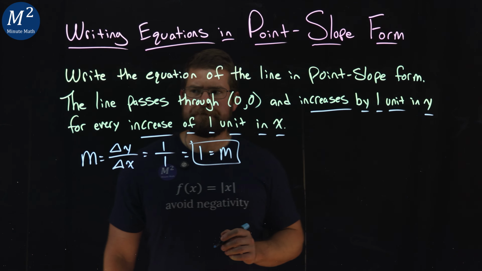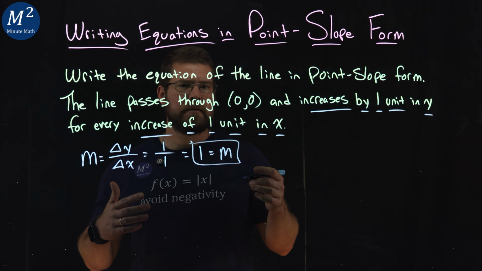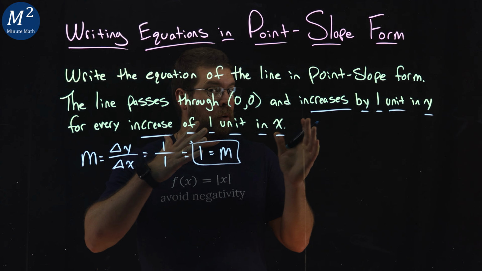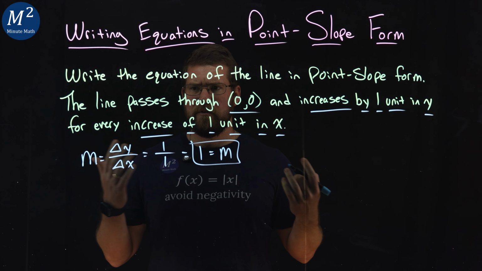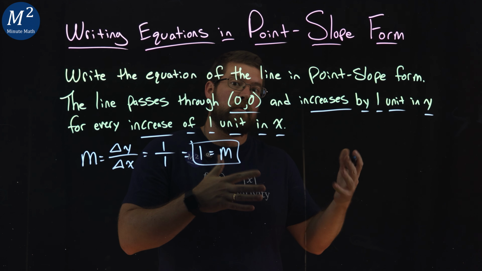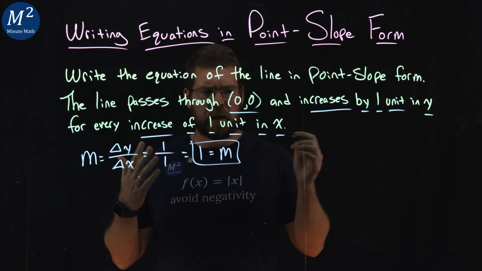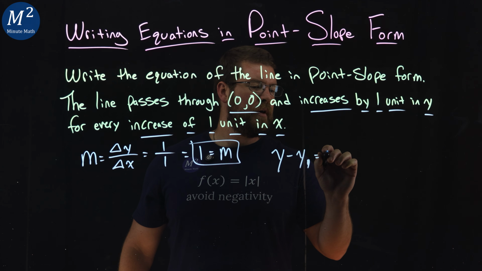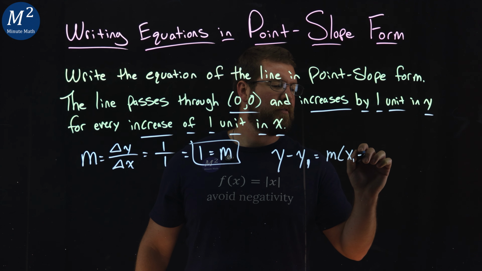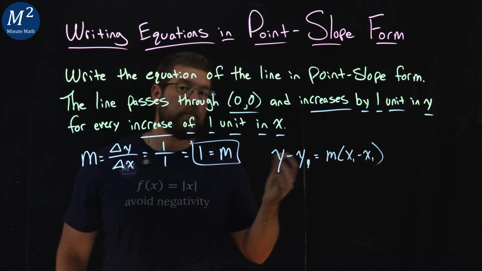Easy peasy. Now the point. They're giving us the point. We know it's passing through the origin, 0, 0. So we now have enough, using point slope form, to write out a line. So y minus y1 equals m times x minus x1. That's our point slope form.